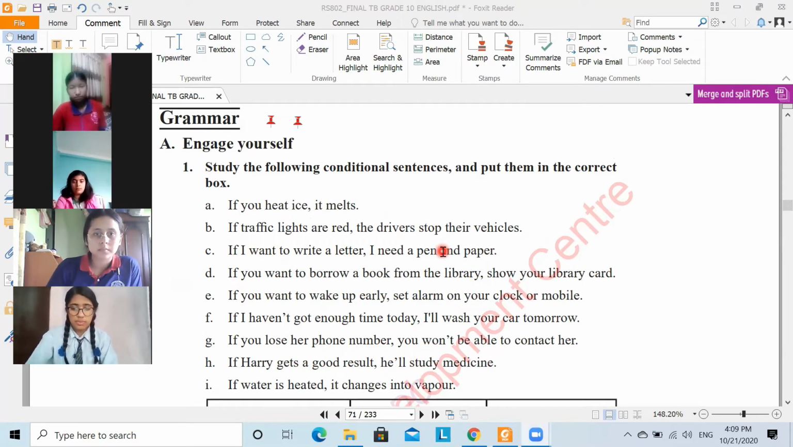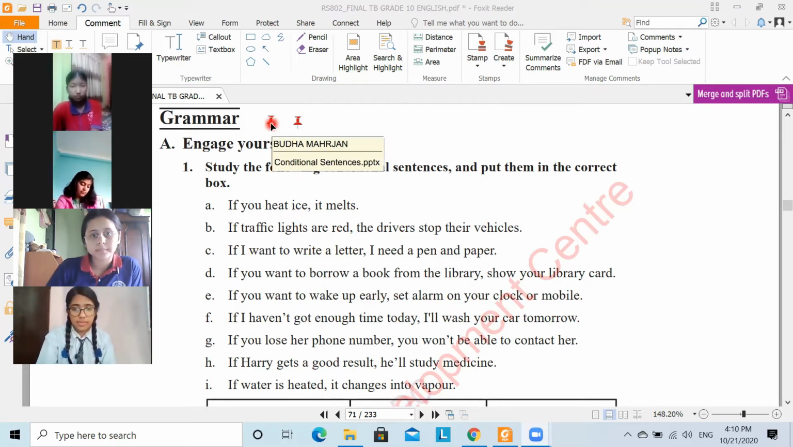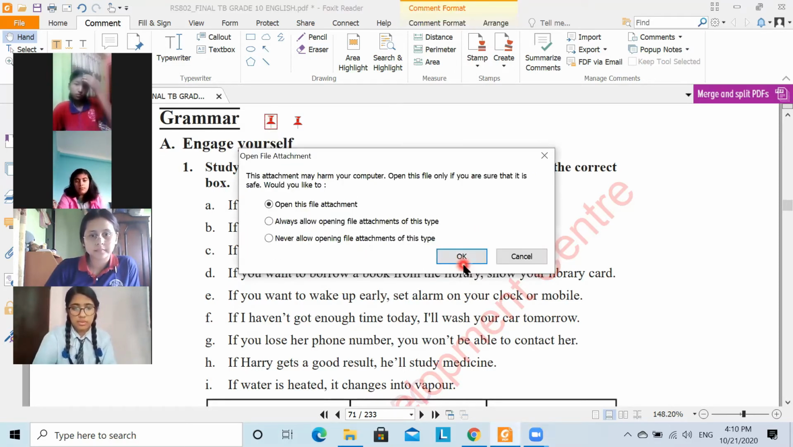Here in our book, type 0 and type 1 are categorized into a single type, only one, that is type 1. But actually, if we see grammar books, these conditional sentences are categorized into four types. So for that, now we will move on to a PPT file. I prepared a PPT file for conditional sentences. Let me open the PPT file.